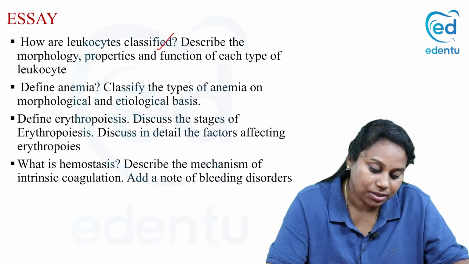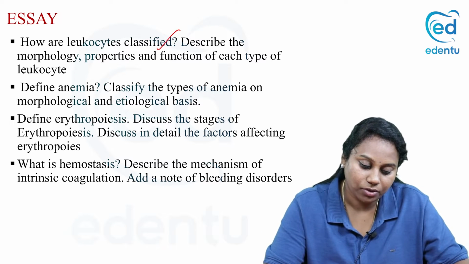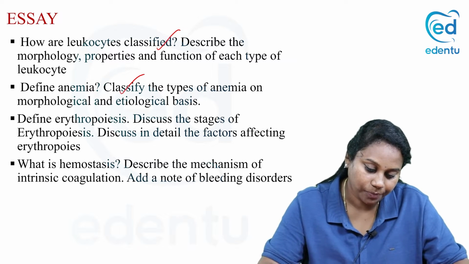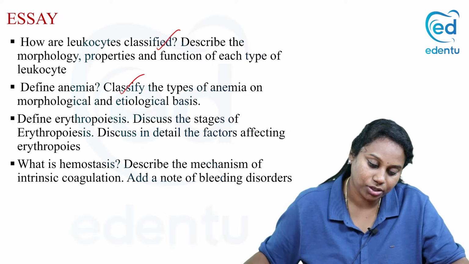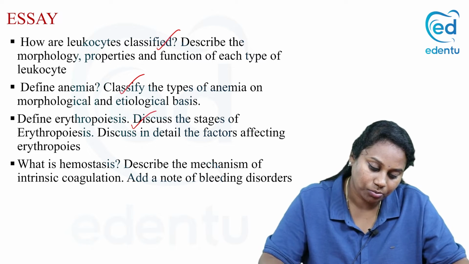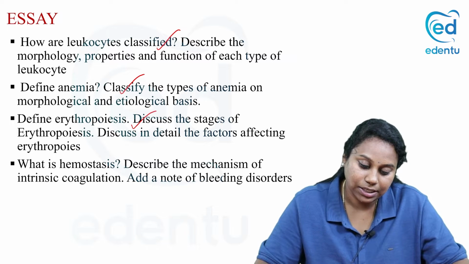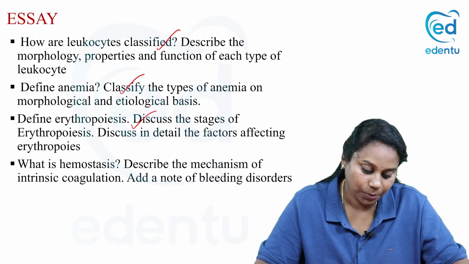How are leukocytes classified? Describe the morphology, properties and functions of each type. Define anemia. Classify the types of anemia on morphological and etiological basis. Define erythropoiesis. Discuss the stages of erythropoiesis. Discuss in detail the factors affecting erythropoiesis.